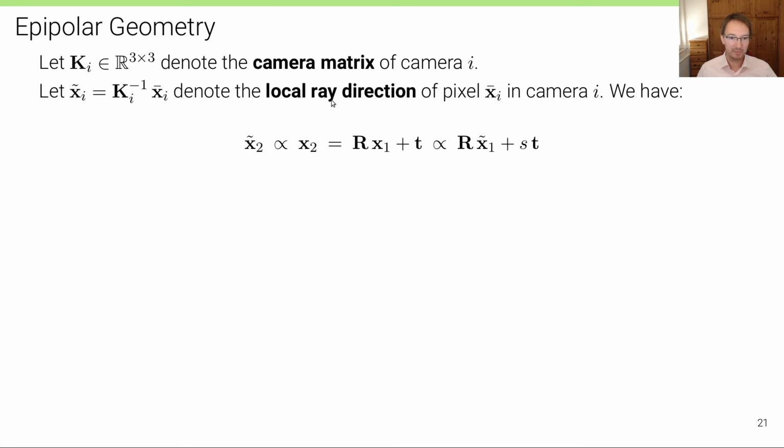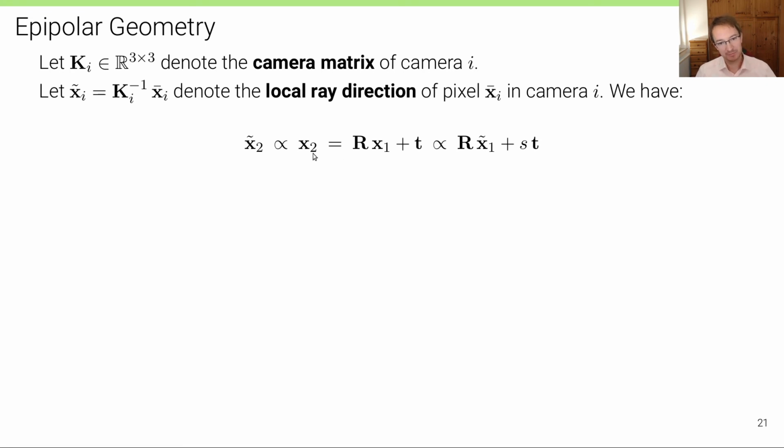Now, what we have is that this local ray direction must be proportional to the 3D point, because the 3D point is on that ray, just at a different distance. We're using that symbol here to denote proportionality.